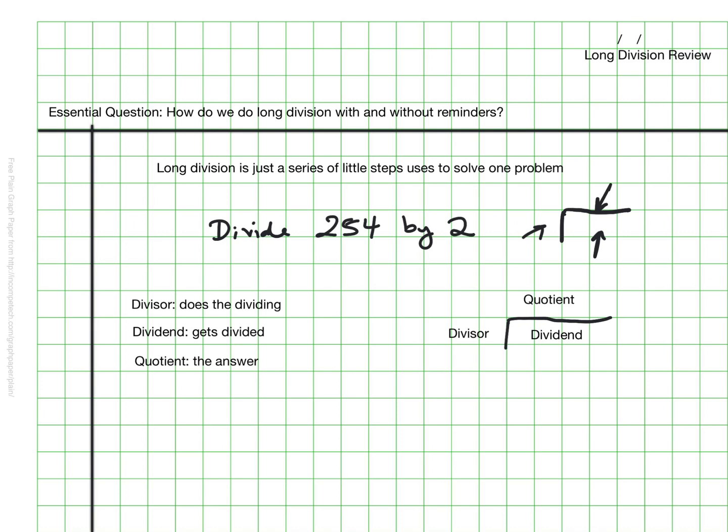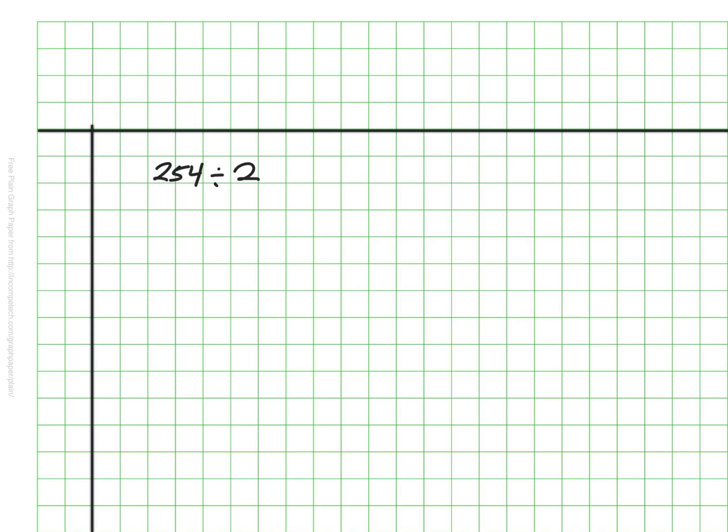So in my example, I'm going to go ahead and divide 254 by 2. 254 is what is getting divided, so that would go inside. So 254, and I'm being very intentional to use those spaces on my grid paper, and I would like you to as well. And then our 2 is our divisor, so it's outside, and up top is where we will write our quotient.